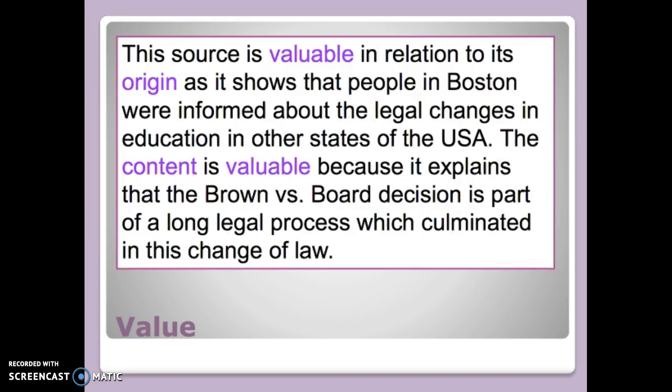So you can see here in this brief model that I've written, and you'll probably need to try and write a little bit more as you put your answer together, that I've used the keywords in the question. This helps you stay on target with what you're trying to do, and it also makes it obvious to the examiner that you know what you're doing. So it's valuable because of where it comes from. Even though Boston is in the north of the US, it shows that these issues were traveling far and wide and people were thinking and talking about them. And I've also used the content there to come back to something that we were talking about earlier. Remember, not just a simple restatement of the content, but some kind of conclusion based on it.